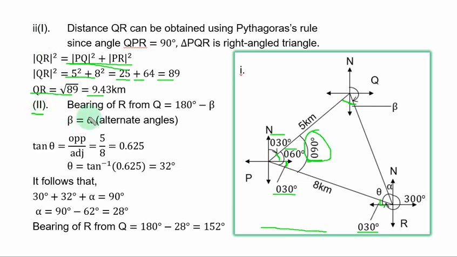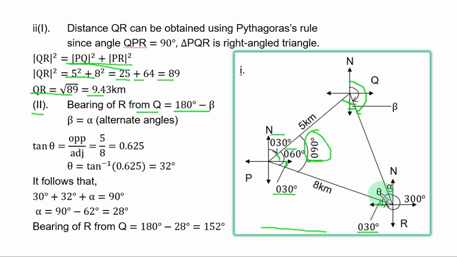Then part 2, bearing of R from Q. Bearing of R from Q, you need to go to Q. You start from the north to the point that connects Q and R together. All of this side is 180 degrees. So once you get this angle here, subtract it from 180 degrees, that is the required bearing. That is 180 degrees minus beta. And the way it is, for us to get this angle, we need this angle because both angles are equal, alternate angles. And for us to get this angle, we need theta.